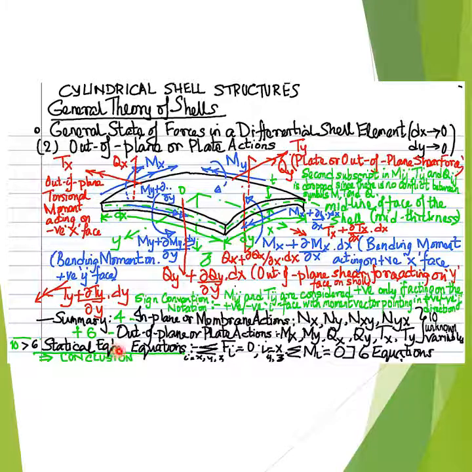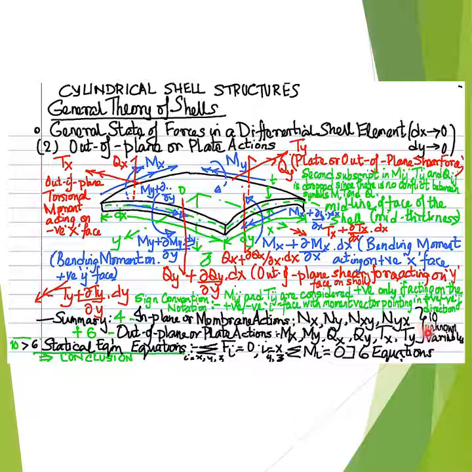While there are 6 in-plane, outer plane or plate actions denoted as mx, my, qx, qy, tx, and ty that are depicted on the figure shown in the present slide for a differential shell element of a general shell.